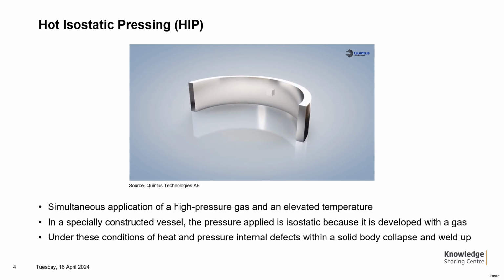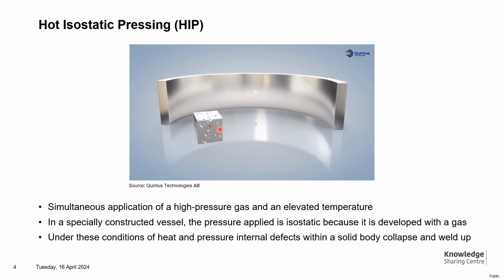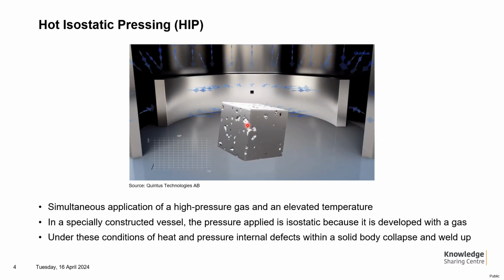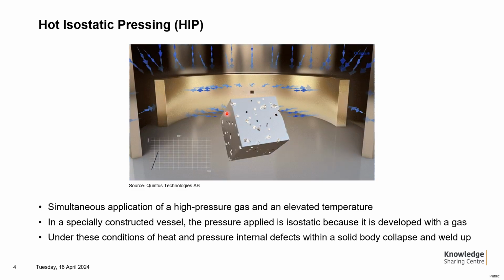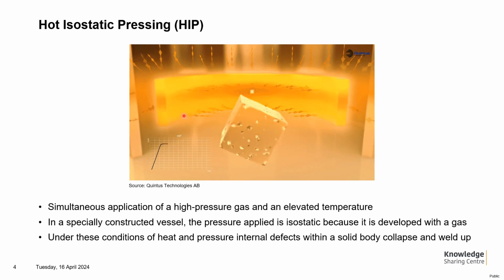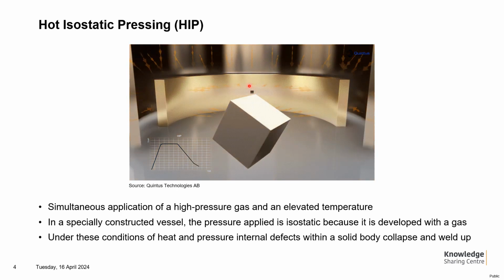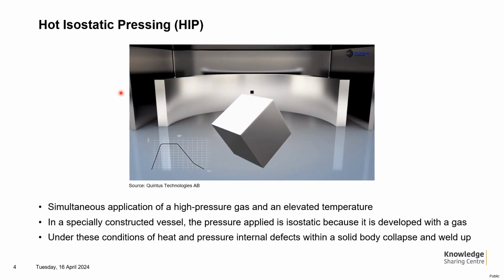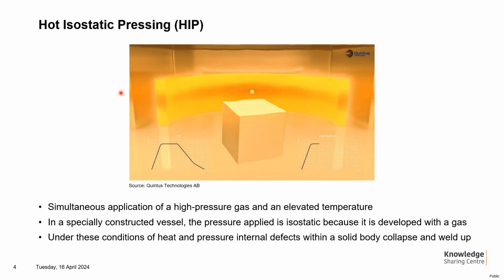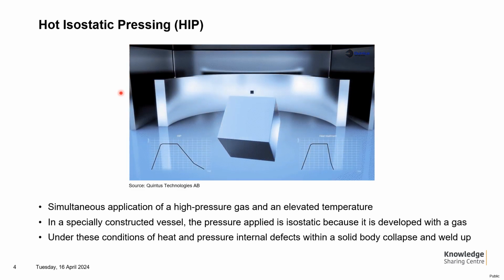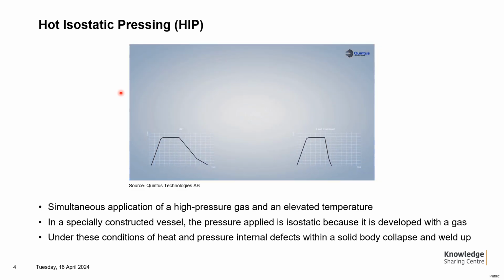In this animation, we can see a volume element out of a solid component. We can easily detect spherical shaped defects present in the component. While performing HIP, we apply simultaneously a high pressure gas and an elevated temperature. This takes place in a HIP unit, which can be simplified as a specially constructed vessel with a furnace implemented into it. The pressure is applied isostatically, meaning from all directions, because it is developed with a high purity gas.